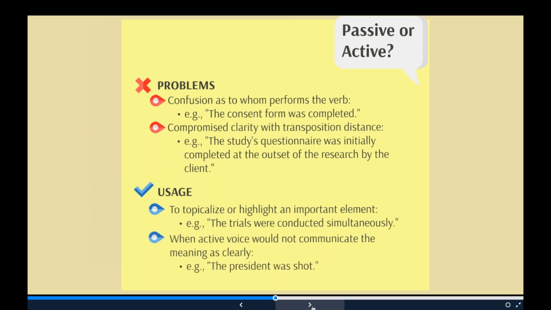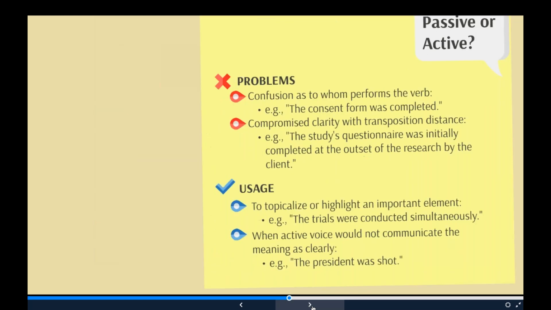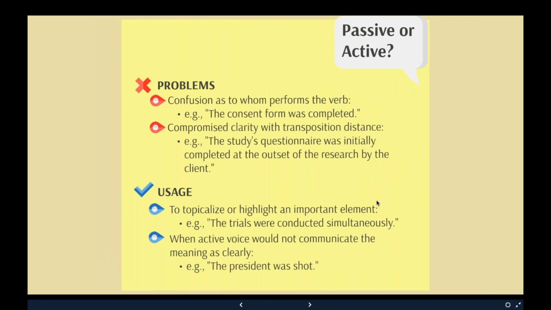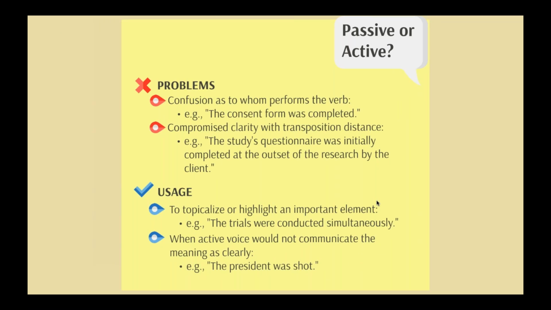It's also okay if active voice would fail to communicate my meaning clearly. The president was shot. Sorry, I didn't mean to switch. So the president was shot is a very powerful sentence. If I move the president over to the end of the sentence and I put a subject in the beginning of the sentence, now I've placed less importance on who was affected by this very powerful action. So if I really want to emphasize something and I want to make sure my reader pays attention to it, transposing that direct object to the front of the sentence is sometimes the only solution.